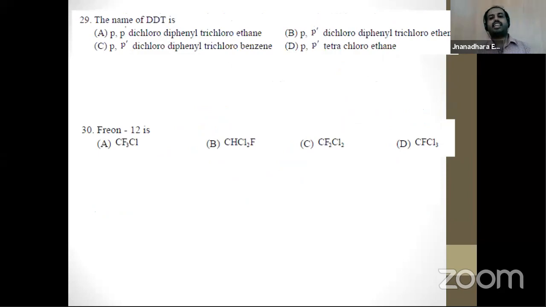These are questions related to a small section in your haloalkanes chapter, and we call them polyhalogen compounds. I didn't cover it in the synopsis section because it's a very small section made up of facts, nothing much to discuss. You just have to go through it. It's not that important because it's not been asked many times in entrance exams.